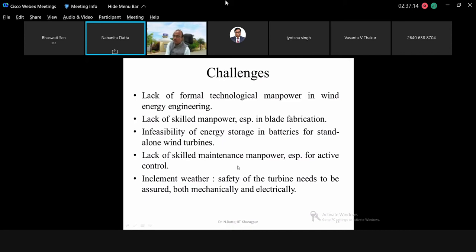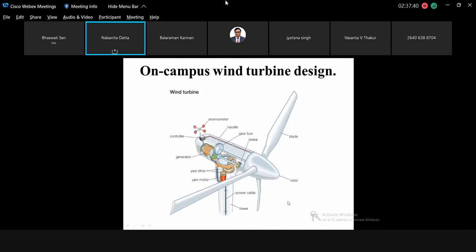So there's a lack of skilled maintenance manpower, especially for active control. There are a lot of active control devices in wind turbines, especially the big ones, and even the small ones would require some active control, especially the yaw control. Yaw would mean the change in the direction of the nacelle when there is a change in the wind direction. There is also always the danger of inclement weather. The safety of the turbine needs to be assured, both mechanically and electrically.